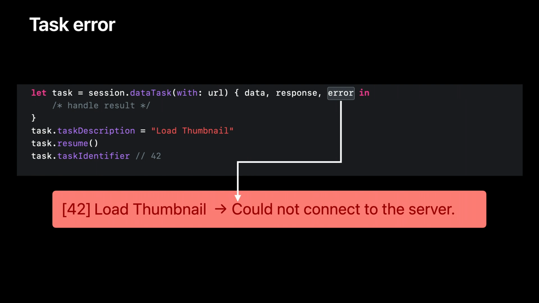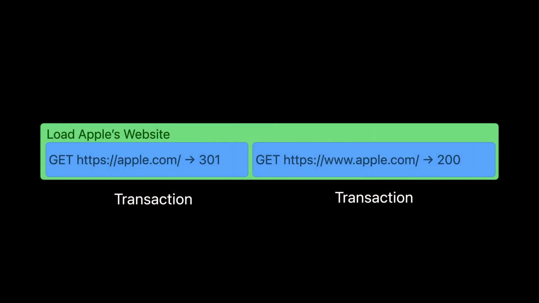As we mentioned before, a task can be made up of multiple transactions. Let's talk about these now. Here we have a task to load the start page of apple.com. However, this URL is not the canonical URL. The task requests apple.com, but the preferred domain is www.apple.com. When we create this task, the URL loading system initially creates a request to apple.com.